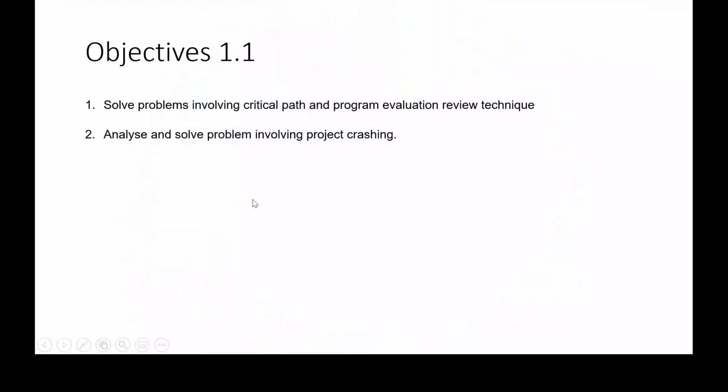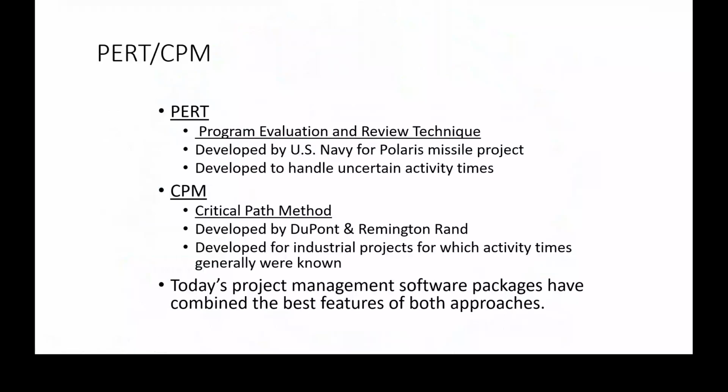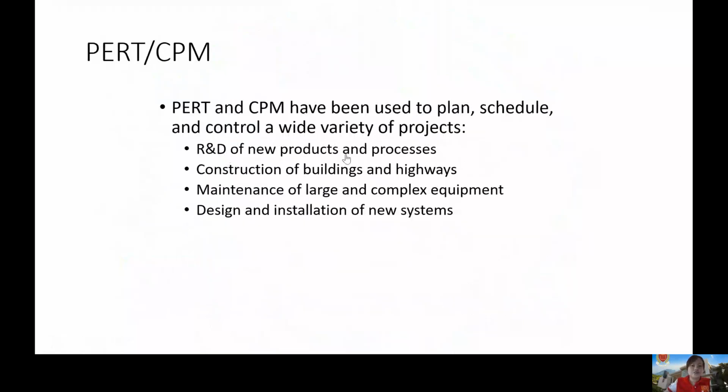So, a review of the definitions of PERT CPM. PERT means Program Evaluation Review Technique, and CPM means Critical Path Method, as developed by the following initiators or mathematicians. PERT CPM can be used to plan, schedule, and control a wide variety of projects in construction, maintenance, and the like. Almost everything can use PERT CPM.